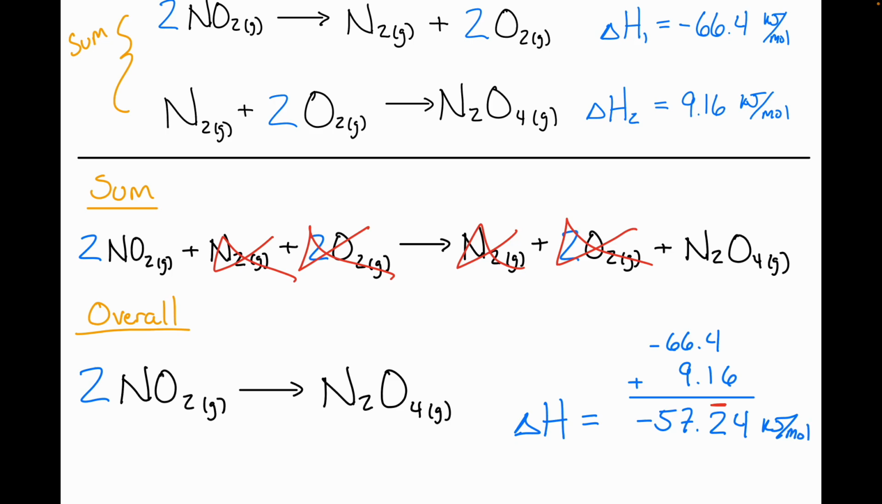So this reaction right here, our nitrogen dioxide being converted into dinitrogen tetraoxide, is that reaction endothermic or exothermic? Exothermic.